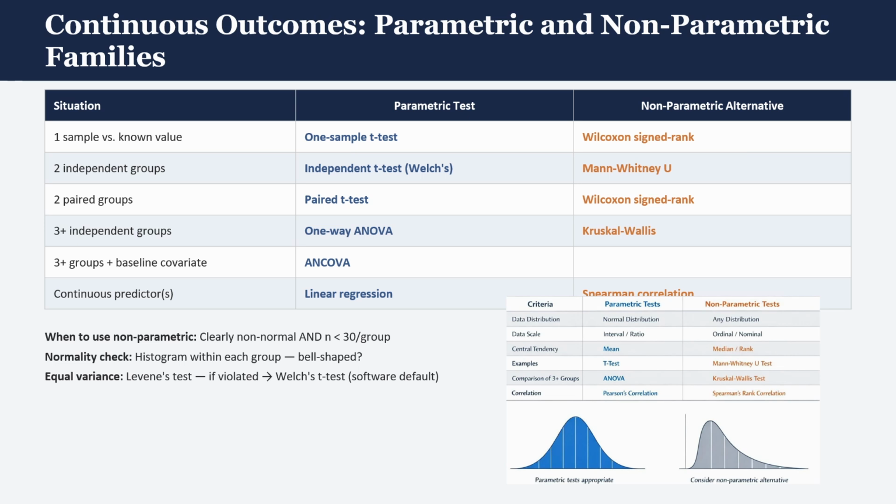With more than 30 observations per group, the central limit theorem generally protects you. Proceed parametrically. With small samples and clearly skewed data, use the non-parametric alternative.